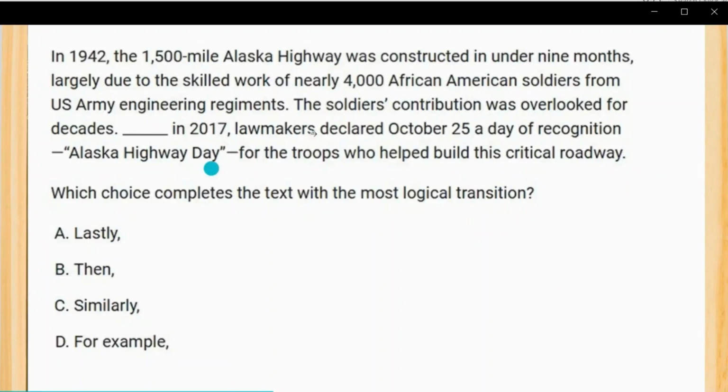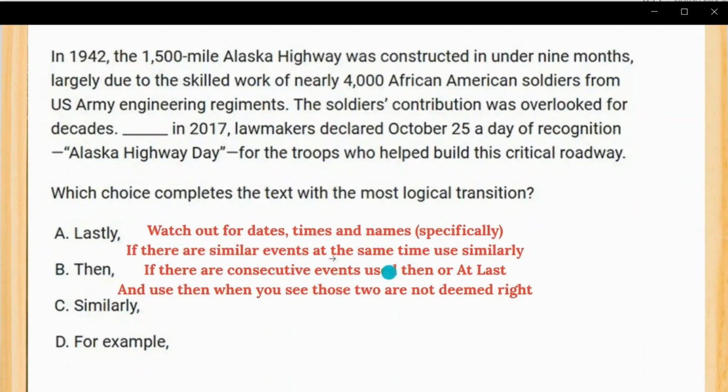If you are going to answer these types of questions, you will know what I am talking about. But let me give you the notes first. Watch out for dates, times, and names specifically. If you see a passage which starts with a date and a lot of numerical evidence and numerical information, really watch out for that. Why? I'm telling you later.